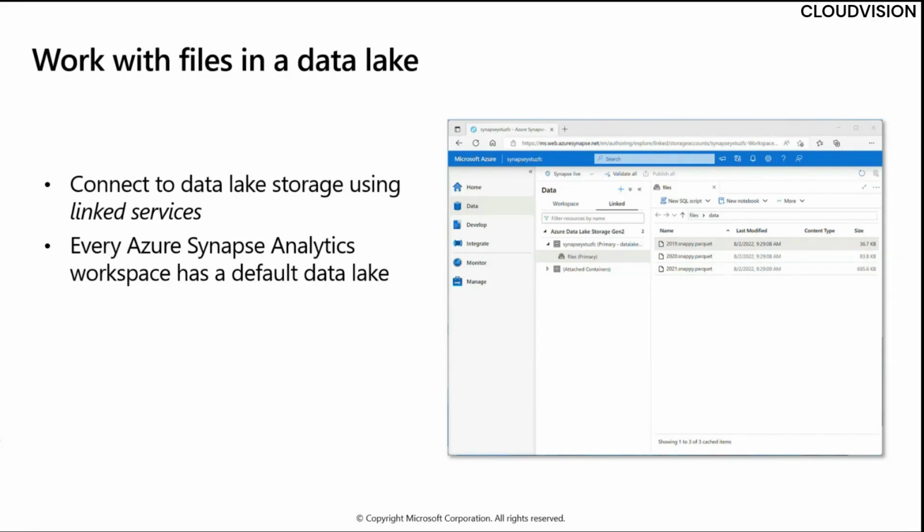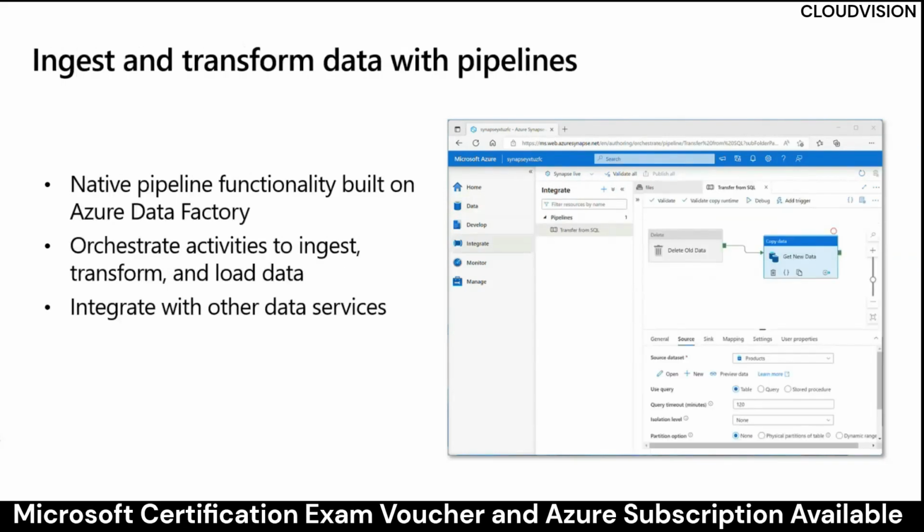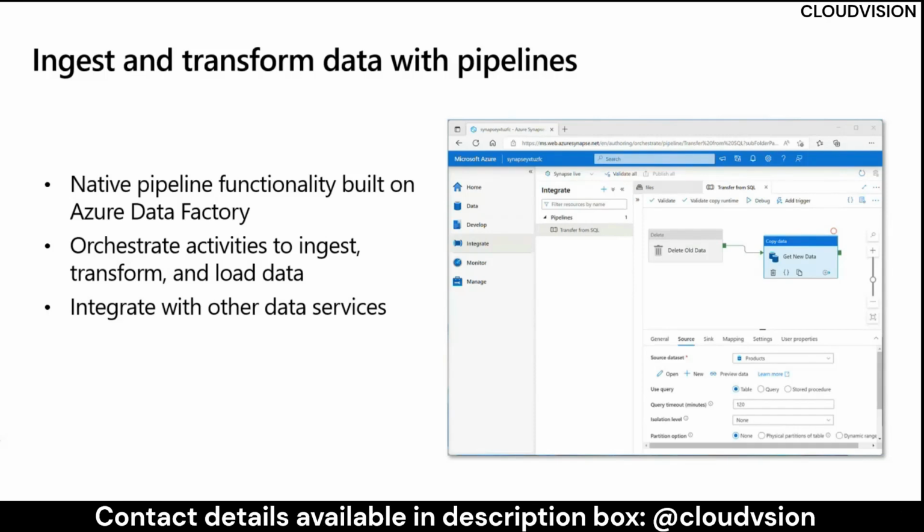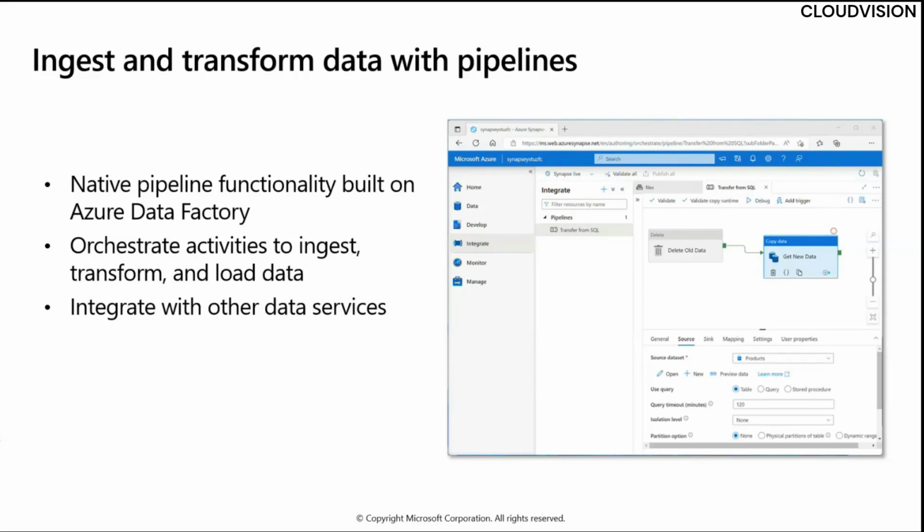You can also work with files in a data lake like this, and you can perform ingestion and transformation of data within pipelines also. To do that, you have an Integrate section within Azure Synapse Analytics. From there you can get this screen so that you can perform these pipeline operations. Whatever options you can see here are built-in functionality, and the same thing you can find in Azure Data Factory for building pipelines. Here you can orchestrate activities to ingest, transform and load the data, and you can also integrate with other data services. That is also possible.